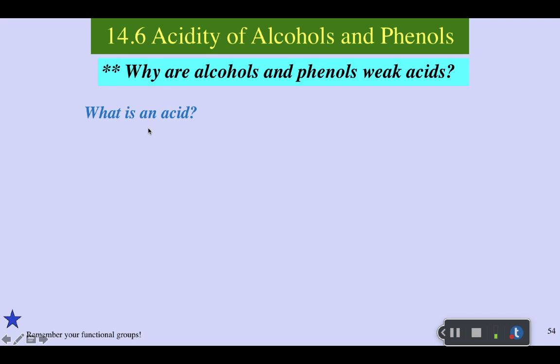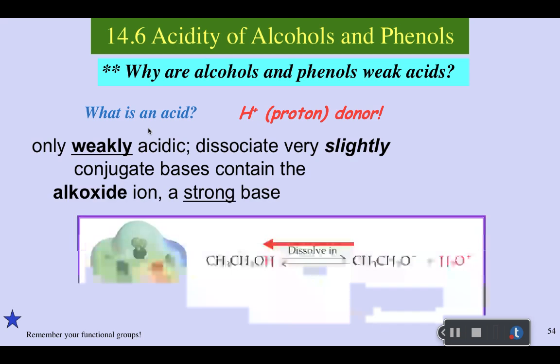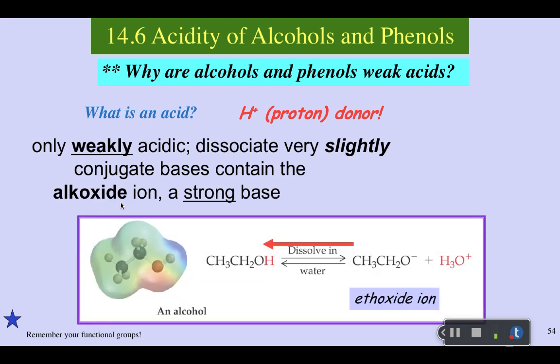Now, to talk about the acidity of alcohols and phenols, first we have to remember what in the world is an acid, because we haven't talked about that for a little while. Some of you might recall from another course, the simplest definition we'd like to use in this course is that an acid is a proton donor. Anything that can provide H+ in a water solution is considered an acid for our purposes. So in terms of alcohols and phenols, they're only very weakly acidic.